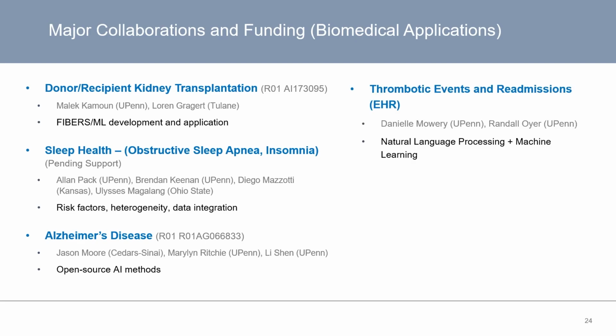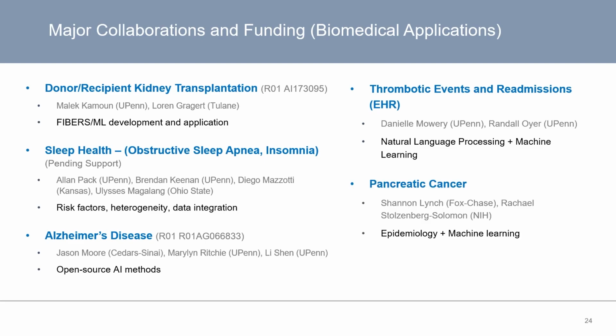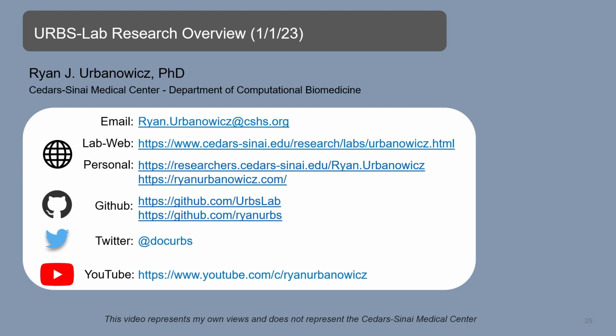We're also collaborating in the domain of thrombotic events and readmissions through the analysis of electronic health record data. This is in collaboration with Danielle Mowry and Randall Oyer, also from the University of Pennsylvania. This project combines elements of natural language processing and machine learning for predictive analysis. And our last current major area of collaboration focuses on pancreatic cancer. This collaboration is with Shannon Lynch of the Fox Chase Cancer Center and Rachel Stolzenberg-Solomon at the NIH. At a high level, this project is focused on integrating epidemiology with machine learning in the identification of pancreatic cancer risk factors.